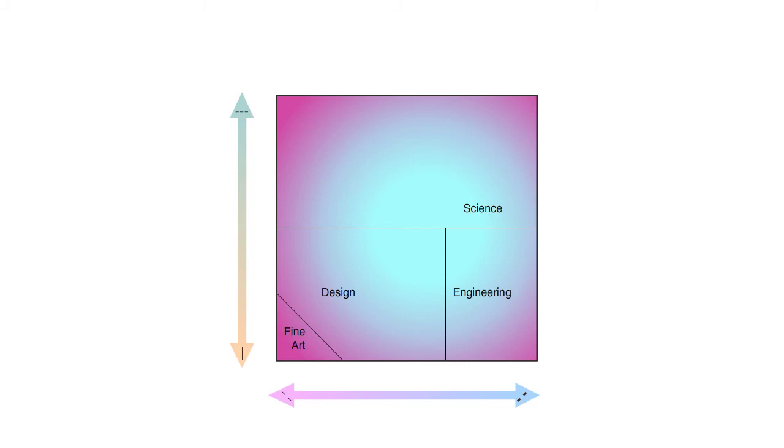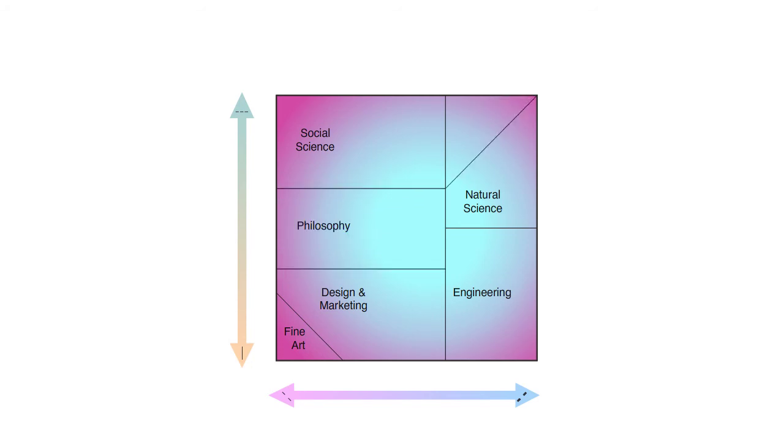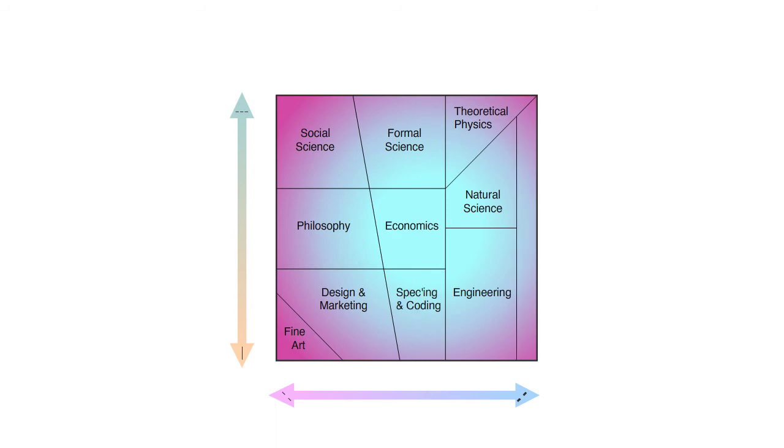Art becomes fine art. Marketing is included as part of design. Science becomes natural science. You know where this is headed. Social science is included. But I'm also including the minor core discipline of philosophy. Just to show a more inward version of science, I'm including theoretical physics. The horizontal middle of the chart includes formal science, economics, specking, and coding. Lastly, I'm including the other minor core discipline of techno-philosophy.